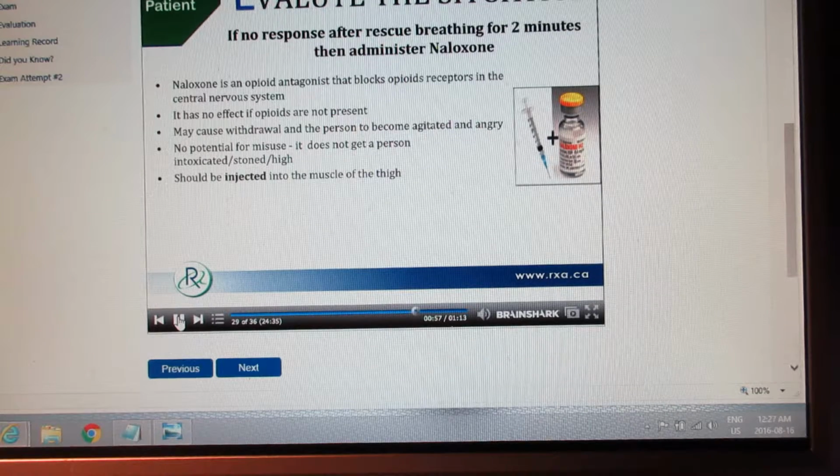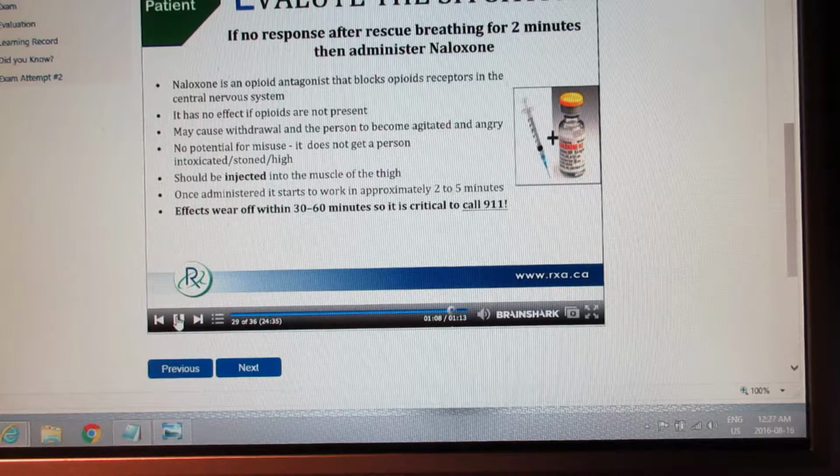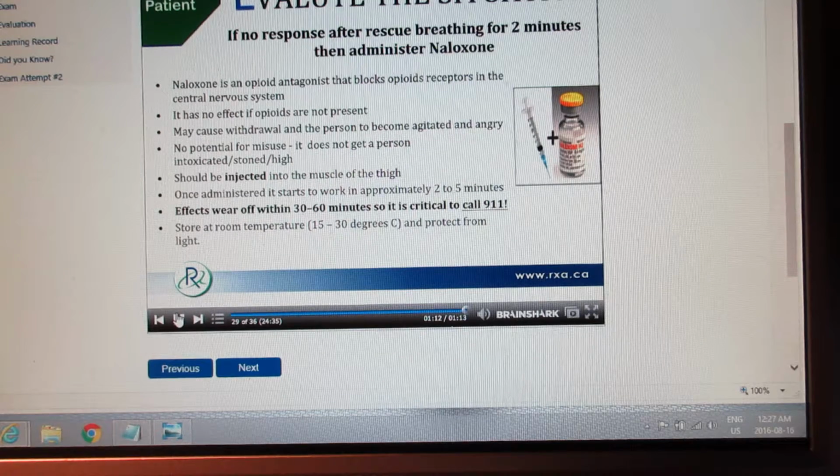It is not effective when taken orally and should be administered parenterally. Onset of action is 2 to 5 minutes following an IM injection and has a half-life between 30 to 60 minutes. It should be stored between 15 and 30 degrees and protected from light.